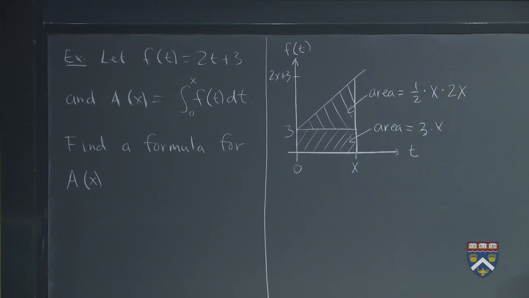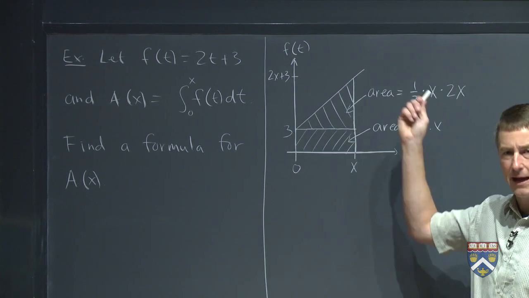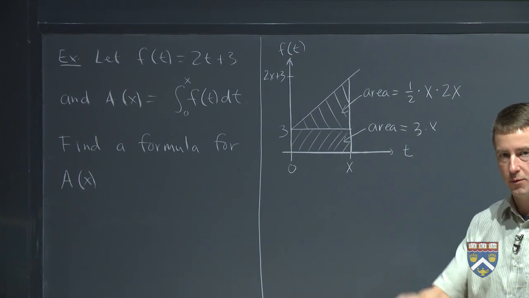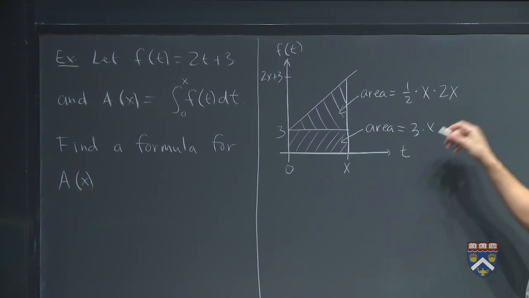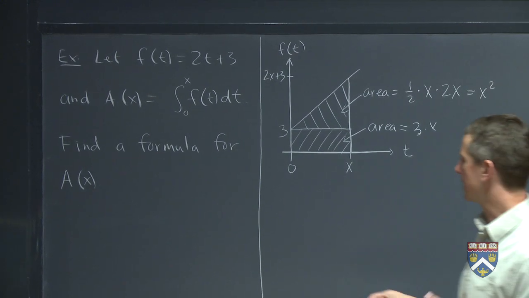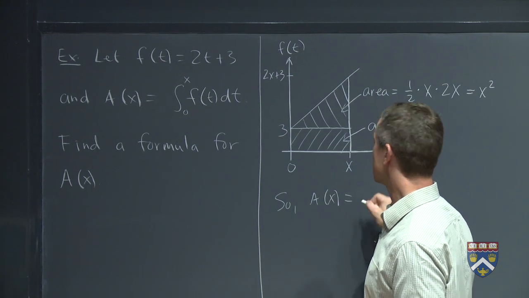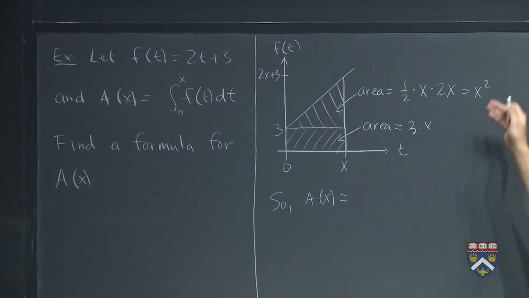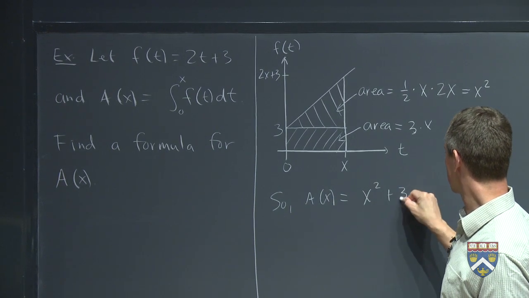Another way to think about it is just as we did with that other example, with our other trapezoid. The slope of this line is 2. Every time I go over 1, we go up 2. So if we go over x, we should go up 2x. What does this all simplify to? x squared. So what does that mean? So A of x is, I take the area of the triangle, x squared, plus 3x.